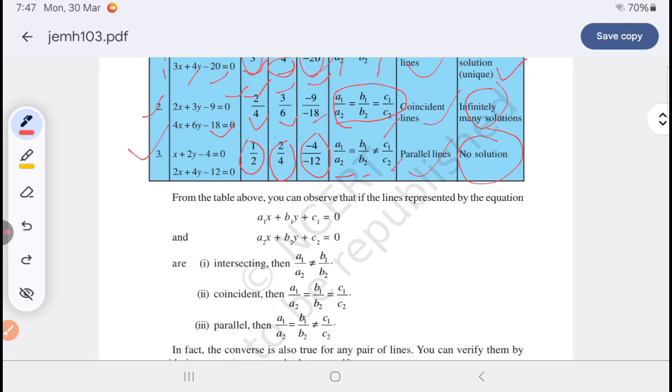So these are the equations a1 x plus b1 y plus c1. These are two equations, then the conditions just now discussed. If the lines are intersecting, then a1 by a2 is not equal to b1 by b2. If they are coincident, every ratio is equal. And if parallel, then the ratios of the coefficients of x and y are equal, but not the constant term. So this is the parallel case.